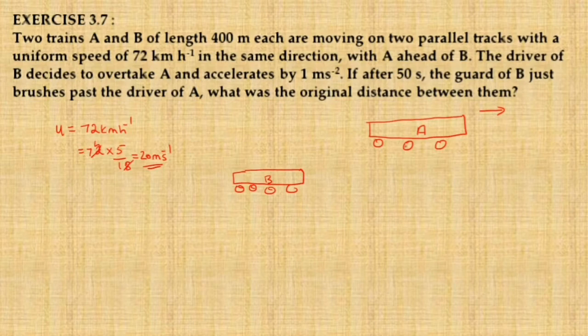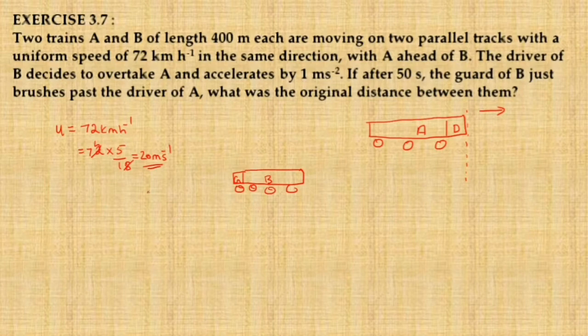If after 50 seconds the guard of B, so this is the guard of B, just brushes past the driver of the train A. So the guard just passes, just brushes past the driver A. What was the original distance between them? So we have to calculate what was the original distance between them.